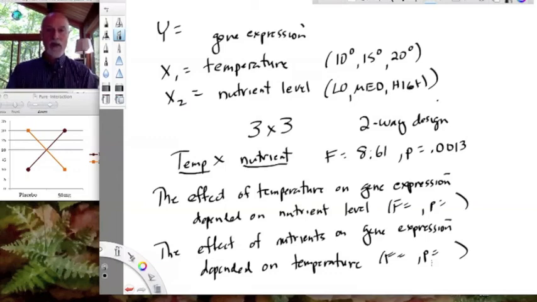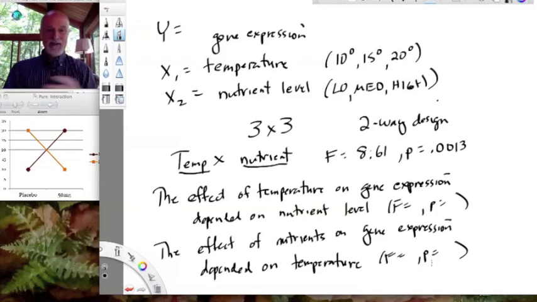Now, what would favor one way of saying that over another? There might be a reason to do that. For example, if you found first that temperature affected gene expression, and then your second experiment was you added nutrient level variation as well to test whether the temperature effect depended upon nutrient level. If you had that background, you might state it the first way. The effect of temperature on gene expression, which you already knew about, depended upon the nutrient level. So you added a nutrient second, or vice versa for the second one.